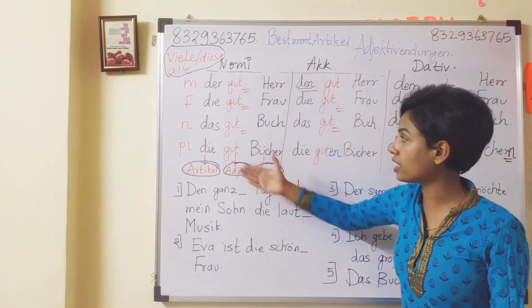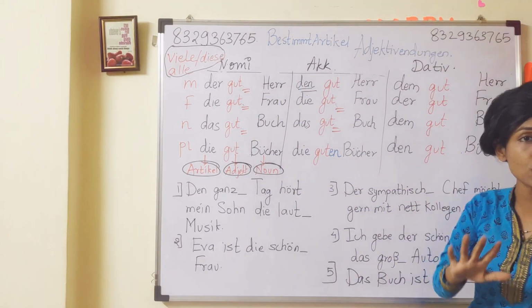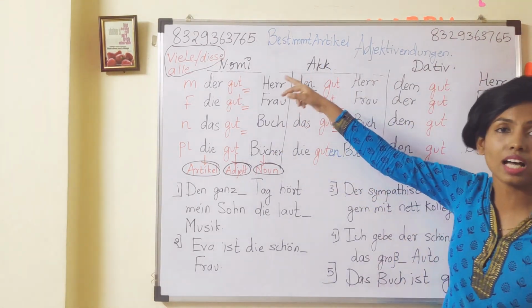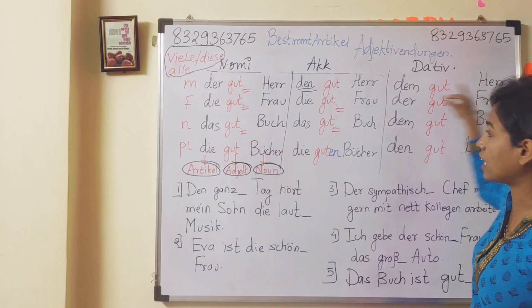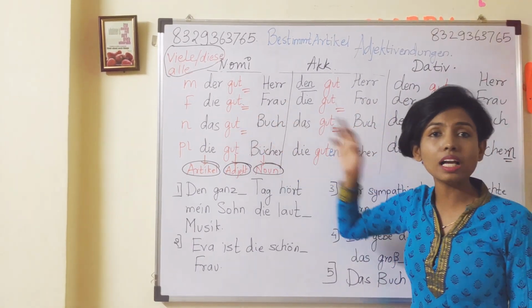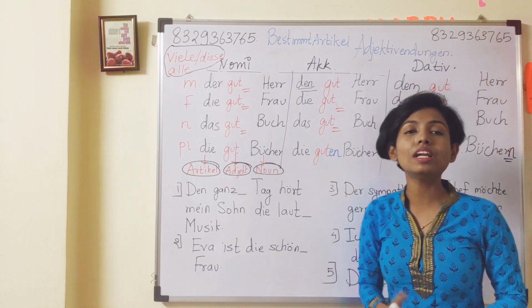then you have written adjectives in between, same adjectives, and then you have written the nouns, same nouns according to their genders. Masculine, one noun, feminine, one noun, neutral, one noun, plural, one noun. Now we will learn the endings.